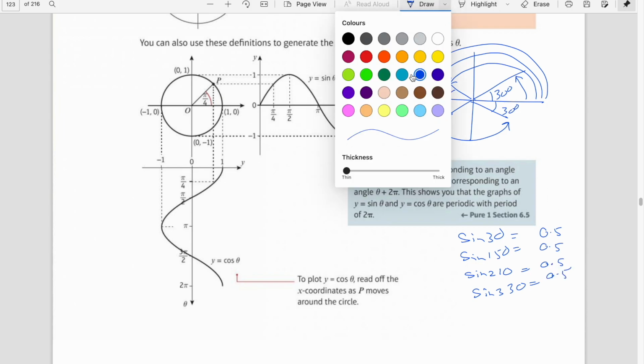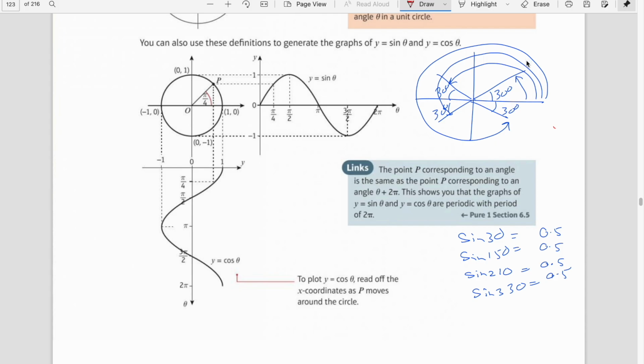And what would that difference be? We know that the first quadrant is add sugar to coffee, or some like to say ASTC. So first is positive for sine, second is positive for sine, and the remaining two are negative.